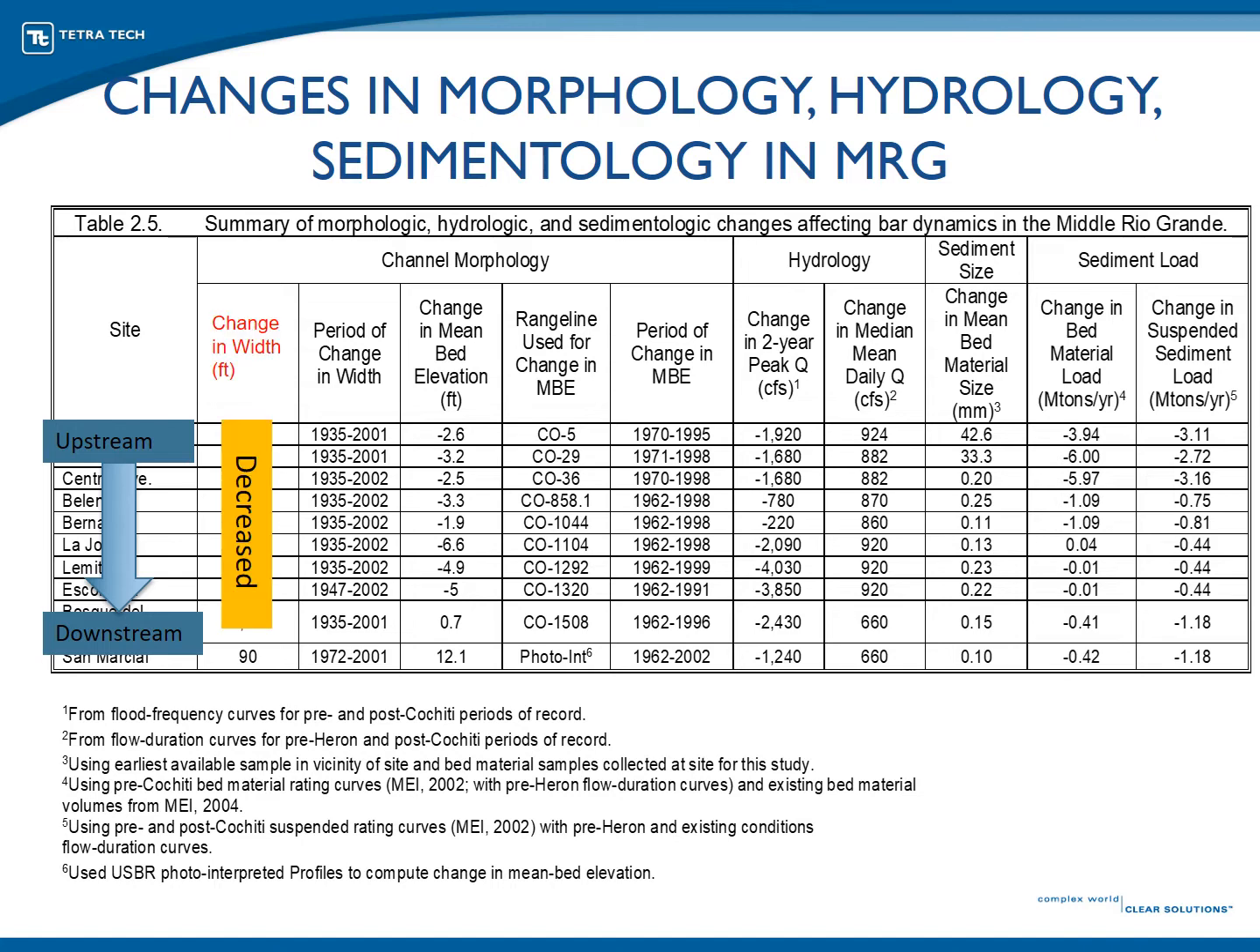Look at the change in bed elevation. This is mean bed elevation, not thalweg elevation. And essentially, apart from down in the Bosque del Apache at San Marcial area, we have 2 to 5 feet of lowering of the bed.